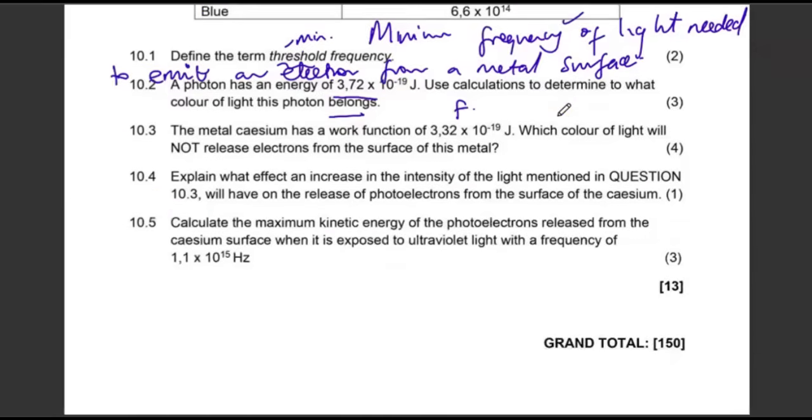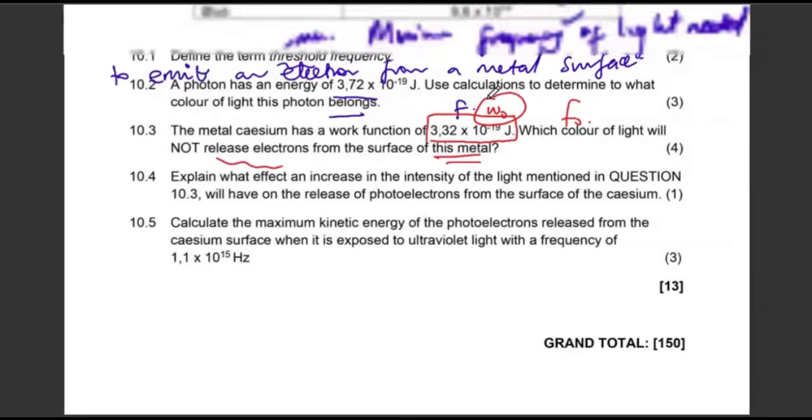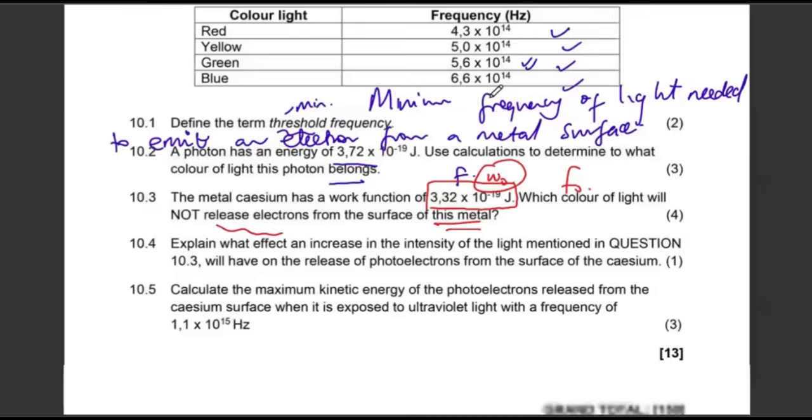They are telling us that the metal casing has a work function of this much. So this work function is like the W naught. Which color of light will not release electrons from the surface of this metal? Now, if this is the work function, we need to determine the threshold frequency f naught, and then compare it with the frequencies that we already have.